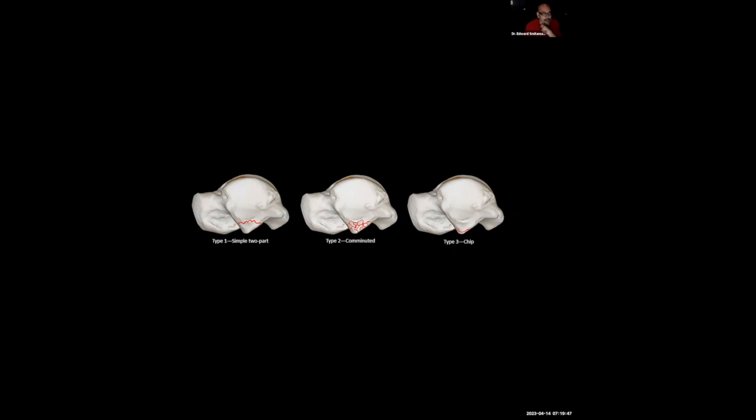Dr. Hawkins actually classified these lateral process fractures into 3 types, from a simple to comminuted to chip. You want to pay attention to these fractures to see whether they involve, again, that posterior talar process, and whether they're intra-articular, involving that posterior subtalar joint, to mention to our surgeons.